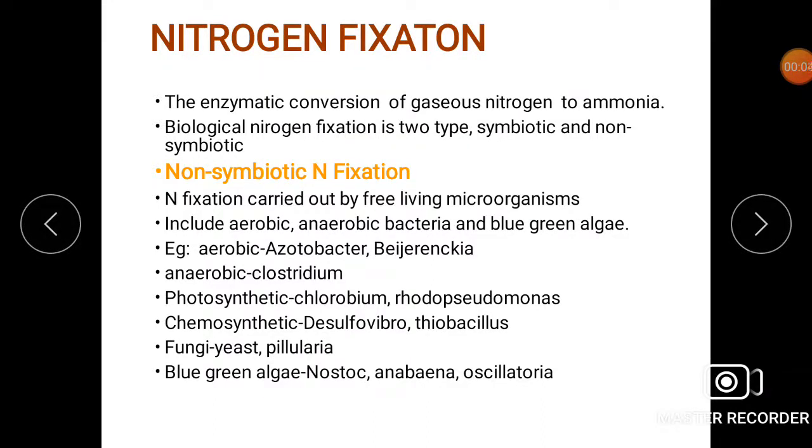Welcome back all. In this section we are discussing nitrogen fixation. Nitrogen fixation is the enzymatic conversion of gaseous nitrogen into ammonia. There are two types of nitrogen fixation: biological nitrogen fixation and non-biological nitrogen fixation.